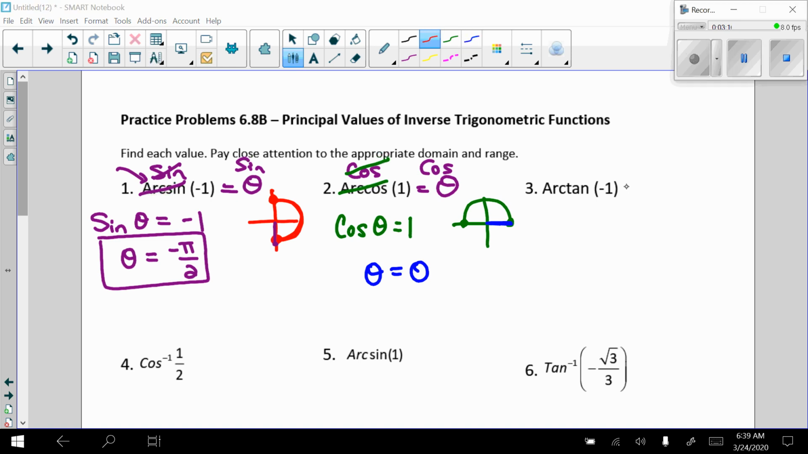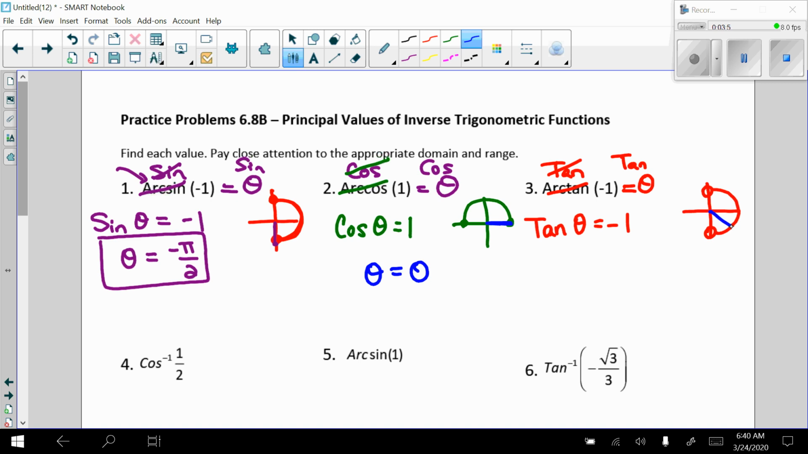Okay, let's see how you did. So hopefully you set this equal to theta and took the capital T tangent of each side. Again, we are just focused on the principal values. So we're looking for when the tangent of theta equals -1 on a restricted domain that goes from -π/2 to π/2 and doesn't include -π/2 and π/2. So this is what we're looking at.